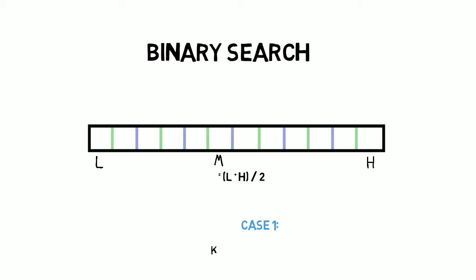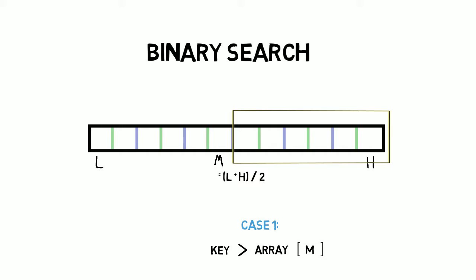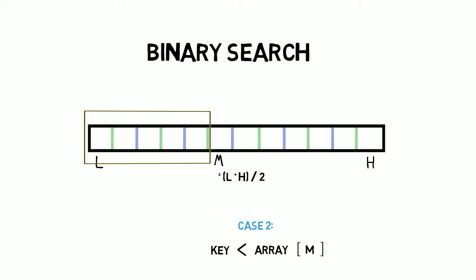Binary search starts by comparing the middle element of the array with the key. If the key is greater than the middle element, the search continues in the upper half of the array. If the key is less than the middle element, the search continues in the lower half of the array. And if the key matches the middle element, its position in the array is returned. This process is repeated until either the key is found or L becomes greater than H.